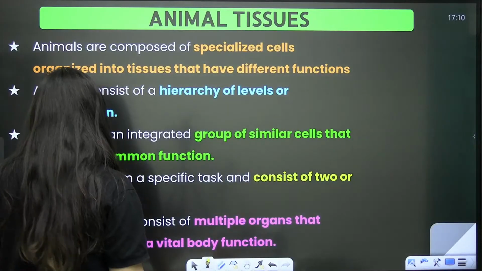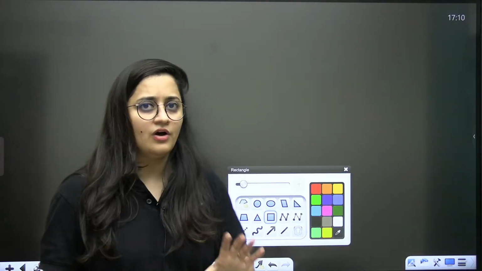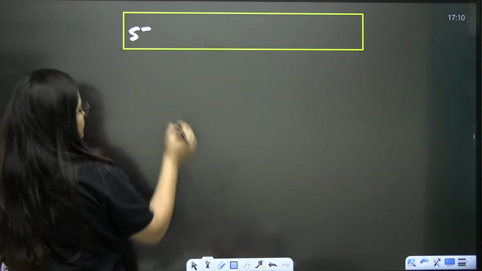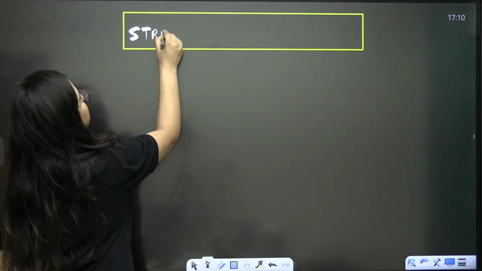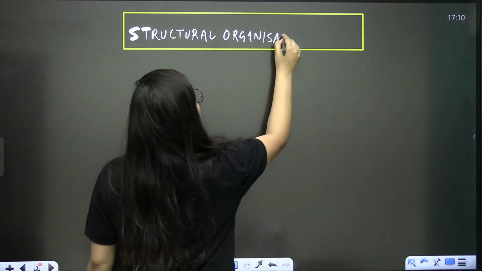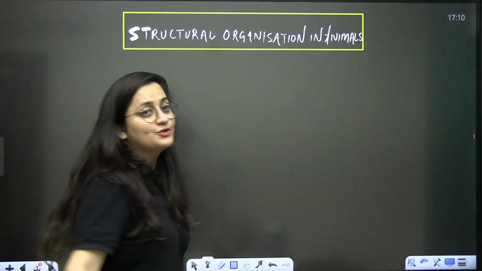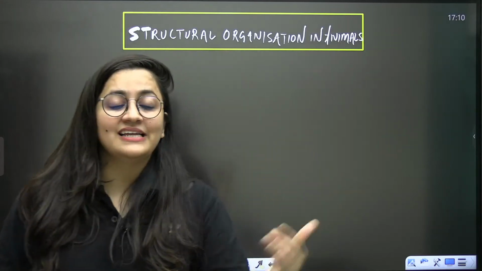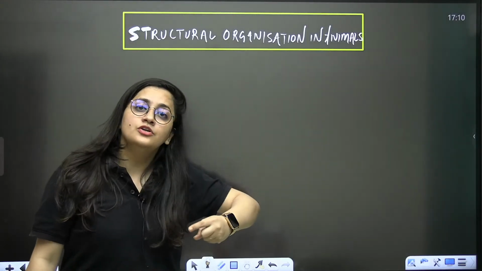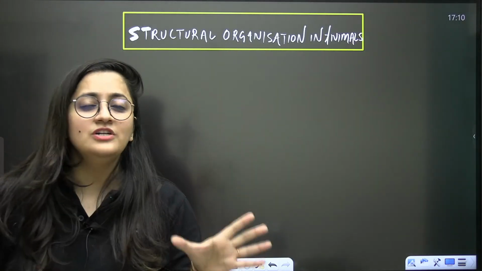So now let's start the chapter, and it is the structural organization in animals. What is the chapter name? It is the structural organization in animals. Here, kids, I would like to tell you something. First of all, please open up your NCERT. I hope you are aware that there is one more chapter, structural organization in plants as well. In that chapter, we talk about the morphology and anatomy. So here in this particular chapter, you will talk about the tissue and you will talk about the cockroach.